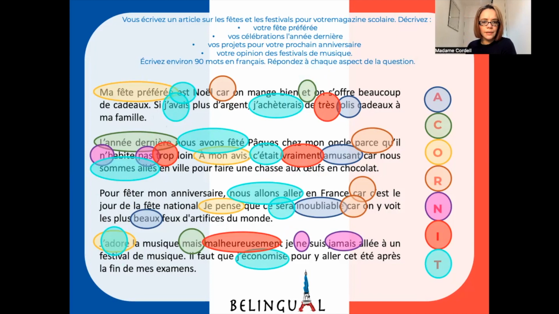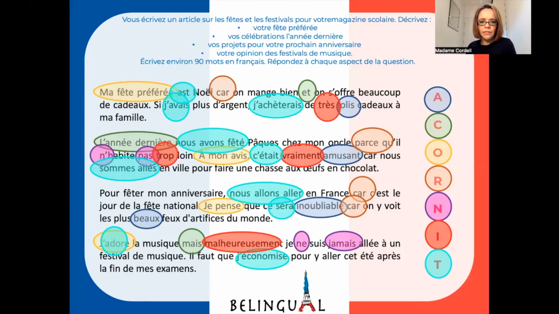For the second paragraph, it was vos célébrations l'année dernière. So we wanted to use the perfect tense as well as the imperfect. So we have here nous avons fêté. So you can see the structure, the perfect tense structure: subject, auxiliary, in here we have avoir, and the past participle. And we have another one here for which we've used the auxiliary être, followed by the past participle. Okay, so we've got a couple.